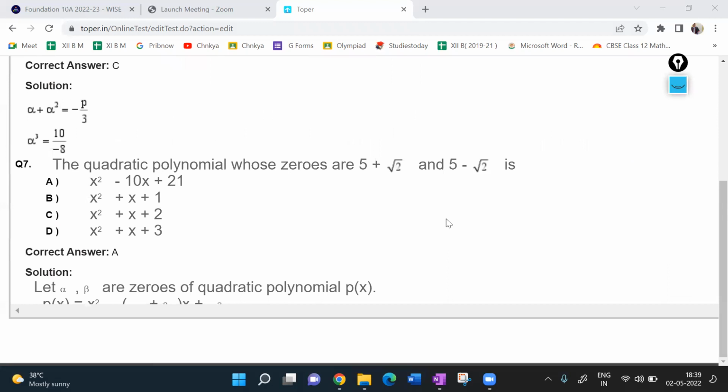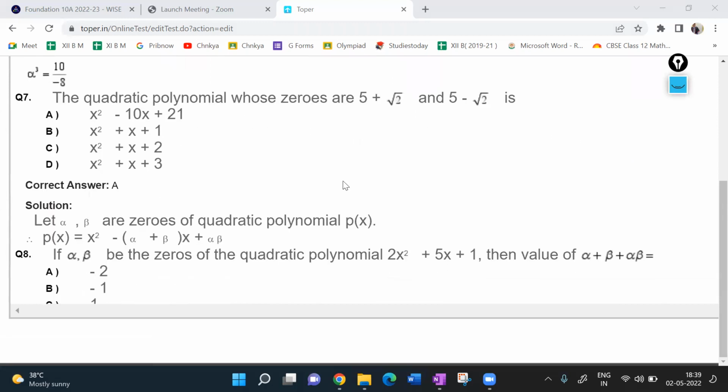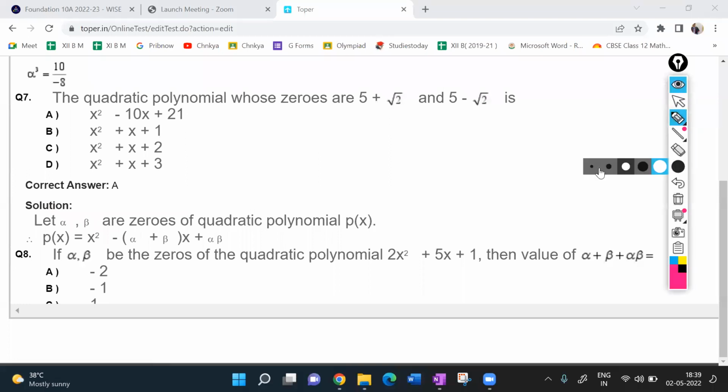There are many wrong actually. No problem. The quadratic polynomial whose zeros are this and this. Very simple. Zeros are given, finding the quadratic polynomial. It's a quite simple process, right? x square plus... sum of the roots into product of the roots. 5 square minus 2. That's it. So x square, this will get cancelled, minus 10x. Option A is correct.